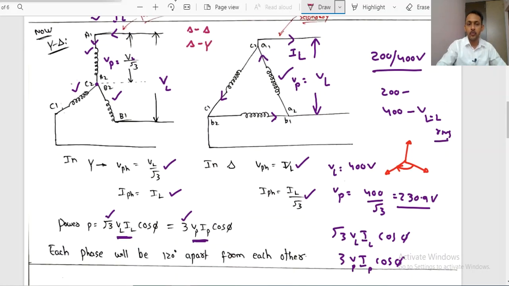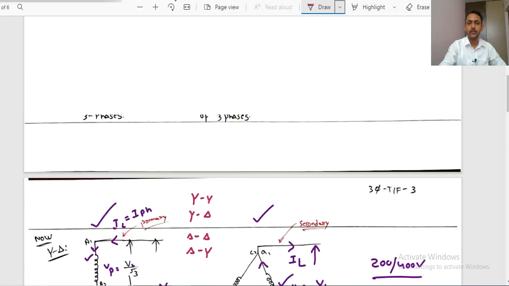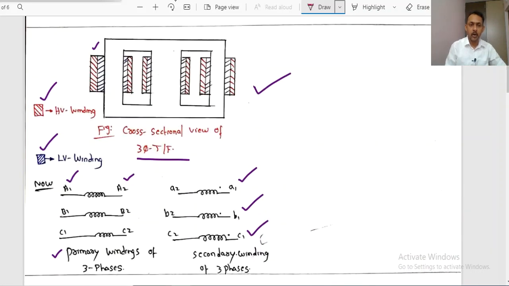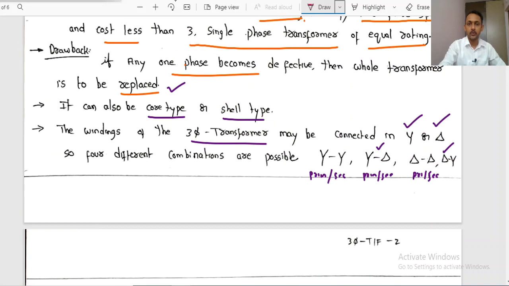For power, if you are using root 3, please take care that this voltage and current must be line values. If you are using 3, please take care that this voltage and current must be phase values. That's the only difference. In the nameplate details, capital A, B, C are for the primary winding and small a, b, c for the secondary winding. This is the cross sectional view.